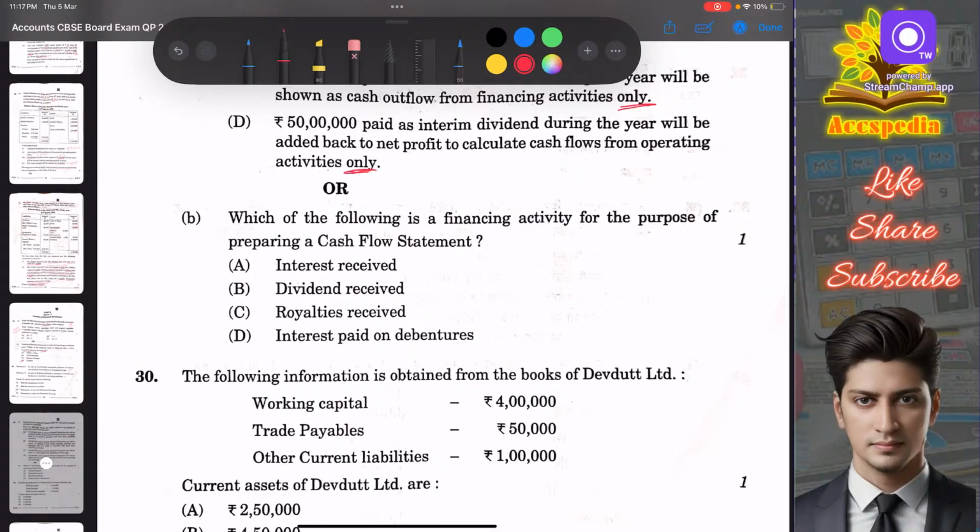Which of the following is a financing activity for the purpose of preparing a cash flow statement? Interest received is an investing activity. Dividend received is also an investing activity. Royalties received is an operating activity. Interest paid is the financing activity. So they are asking for financing, which is option D.